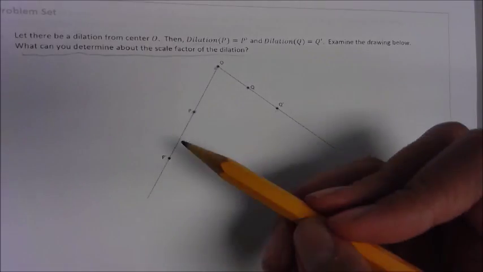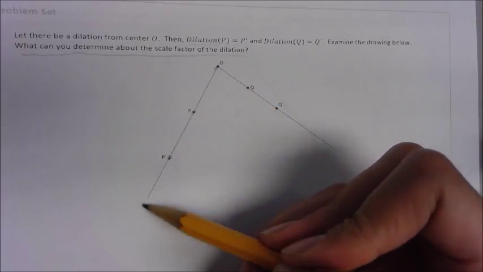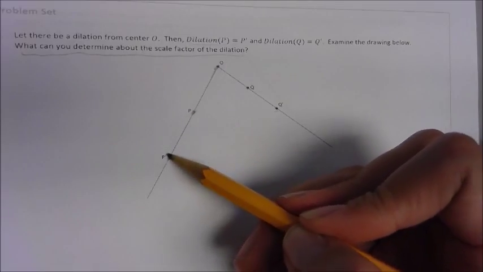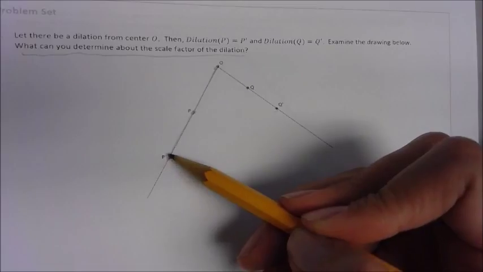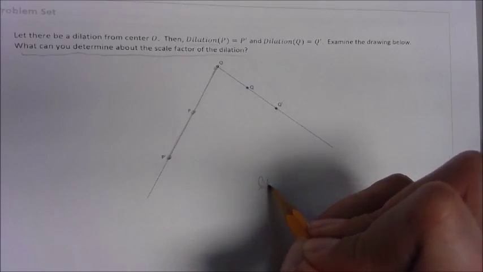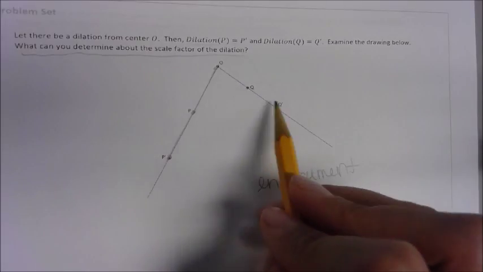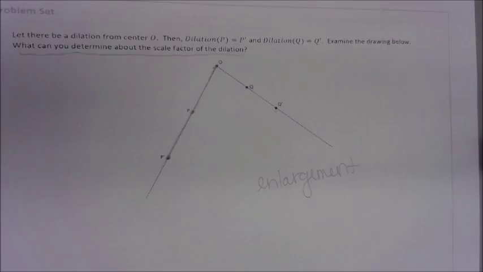So since my P prime is out here, and I know that everything gets expanded from the center, if my point P was here, which is the original, and my new point was here, I know that my dilation was an enlargement. So I know it was an enlargement, and I can look at Q and Q prime and see that Q prime is also further away from my center, which means that it's an enlargement.